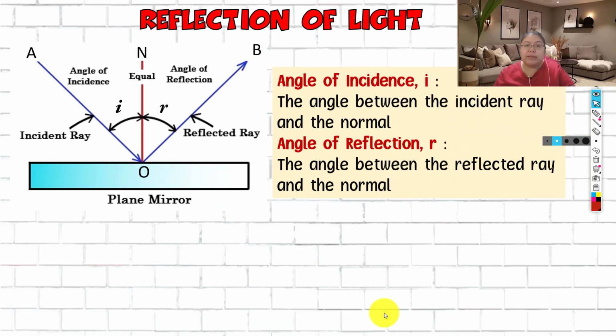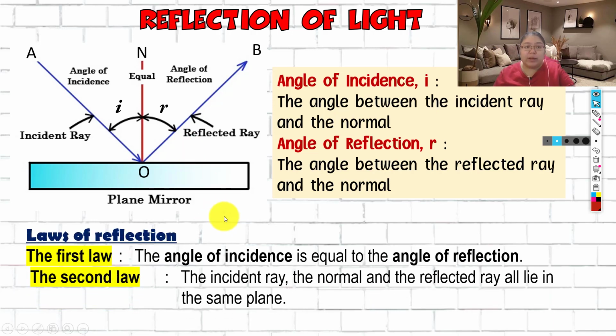Next, what is the I? What is the R? I is the incident angle. The keyword is the angle between the incident ray and the normal. The refracted angle is also between the ray and the normal, but this one is the refracted ray. Remember, it must be between the normal. The other side, between the plane mirror, is not related. This one is not an incident or refracted angle.